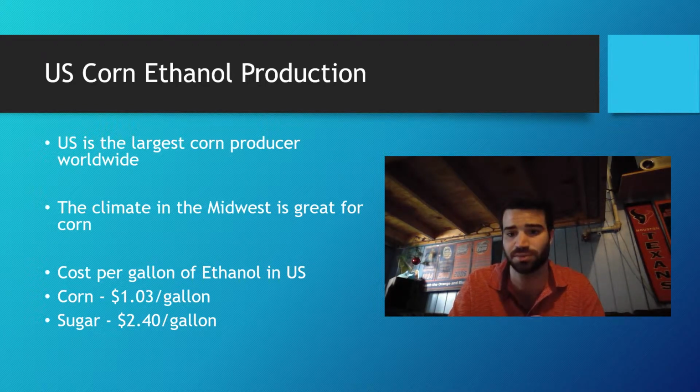Even though you need much more corn to produce ethanol than you do sugar, the extreme price difference in corn and sugar domestically makes it make more sense, obviously, to use corn than it would for us to use sugar to create our ethanol fuel.